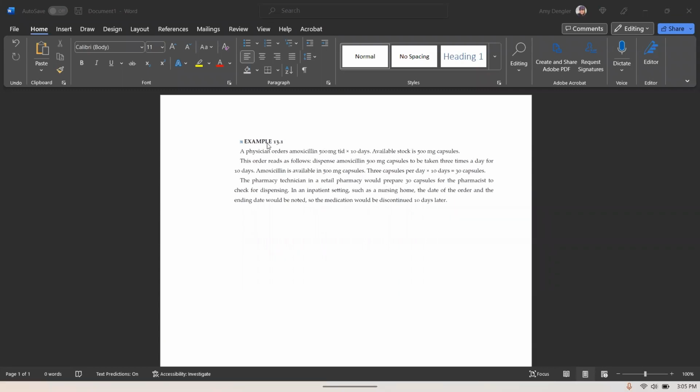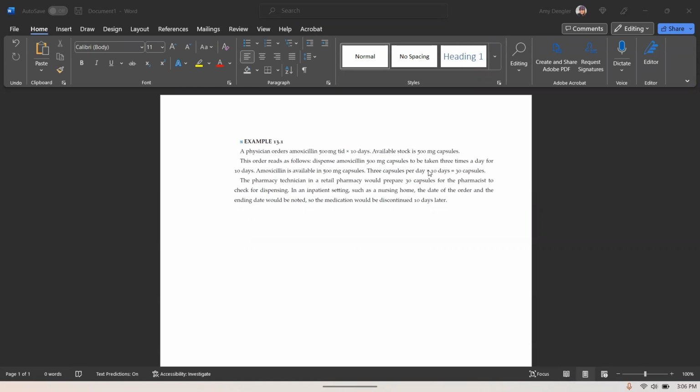Example 13.1: a physician orders amoxicillin 500 milligrams TID for 10 days. Available stock is 500 milligram capsules. The order reads as follows: dispense amoxicillin 500 milligram capsules to be taken 3 times a day for 10 days. It's available in 500 milligram capsules. 3 capsules per day times 10 days equals 30 capsules.